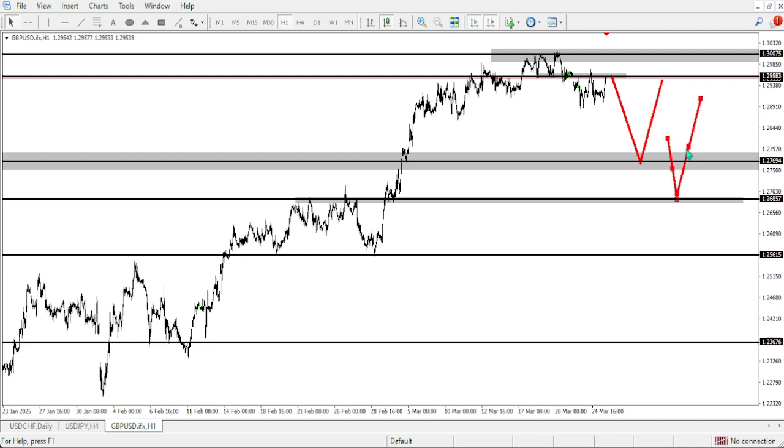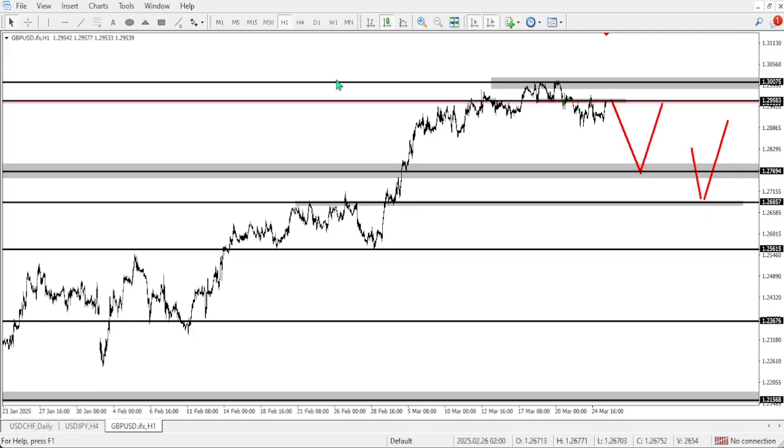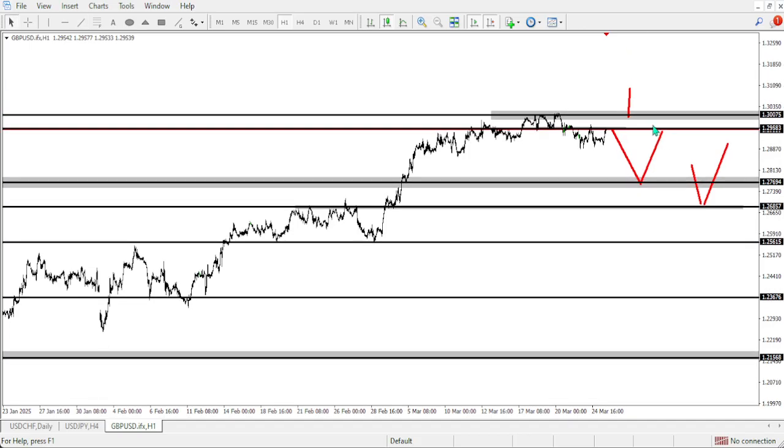Those are the two scenarios that the market can do. You can either find support here and start buying, or find support here and then start buying, or overall it can break these zones and then come back to retest and carry on buying. That is also possible for the market.